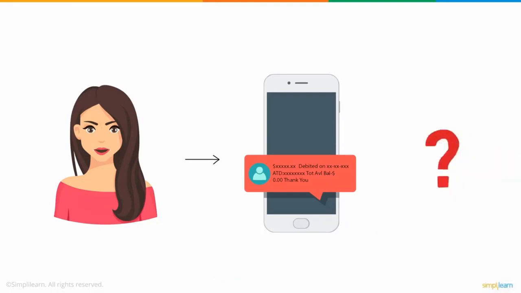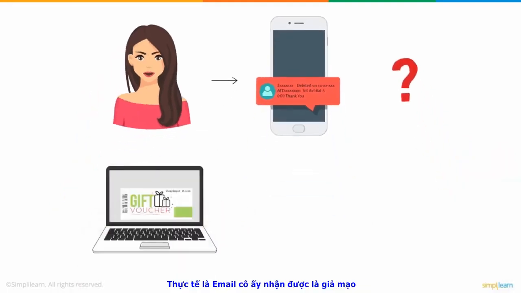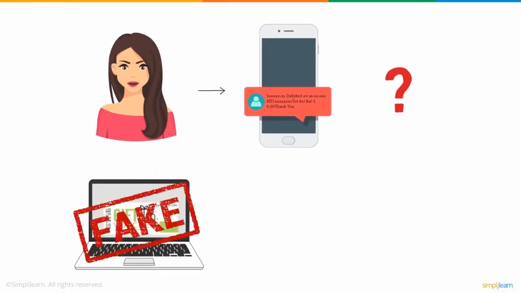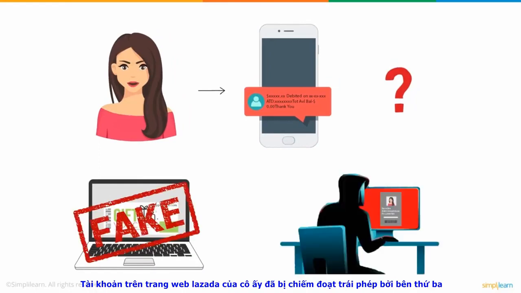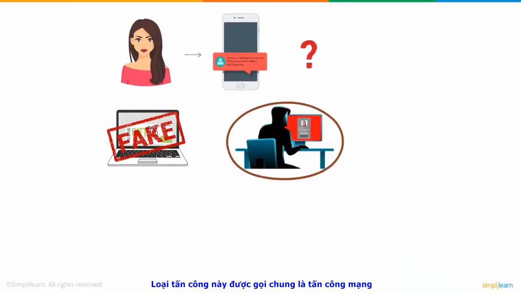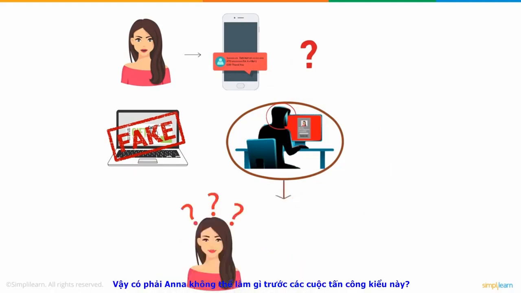How do you think this happened? Well, yes, the email she received was fake. Anne's shoppingcart.com account witnessed unauthorized access from a third party. This type of attack is known as a cyber attack, and the person who carries it out is called a hacker. Could Anne have prevented this attack?